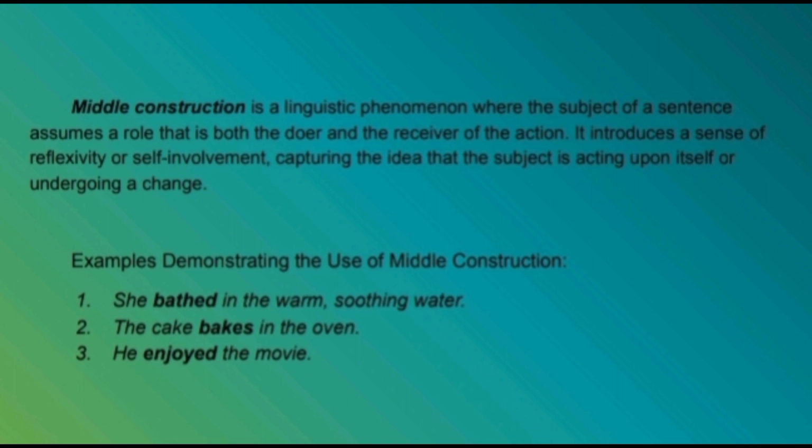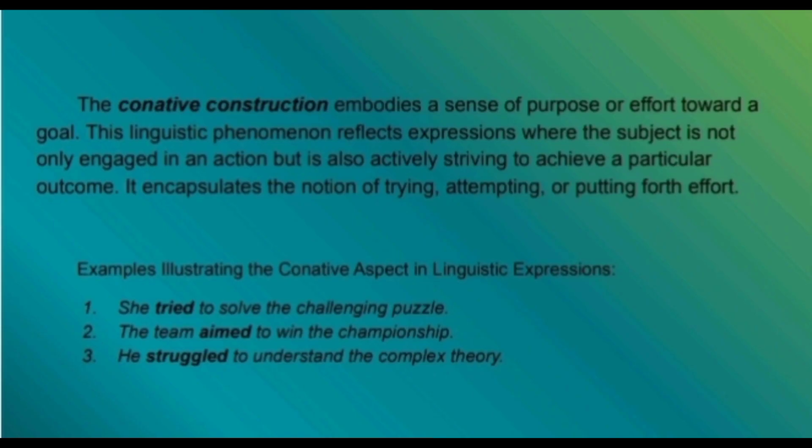And the third sentence, he enjoyed the movie. While not immediately apparent, the middle construction subtly suggests that the enjoyment is not just received but actively embraced by the subject, creating a nuanced layer of involvement. So by exploring these examples, we peel back the layers of language, uncovering how middle construction enriches our ability to convey actions and experiences.